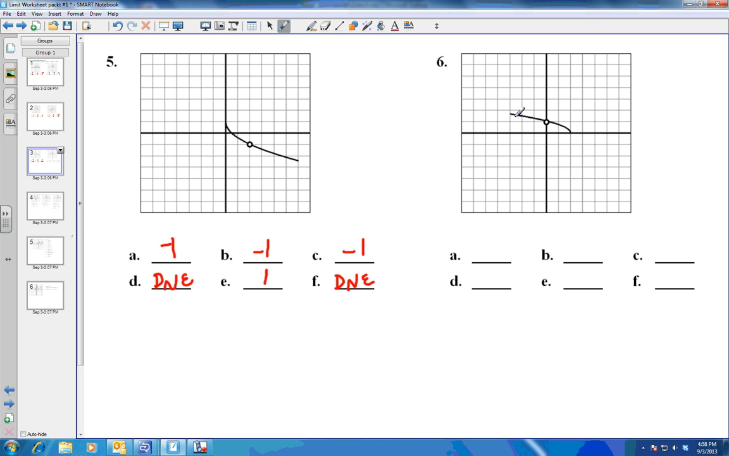On A, the limit as x approaches 2 from the left. From the left, it's getting closer to 0, it looks like. As x approaches 2 from the right, I can't approach it from the right, so I'm going to put does not exist. And so the total limit would not exist. As x approaches 0 from the left, it's going to be 1. As x approaches 0 from the right, it's going to be 1. And then my total limit would be 1.